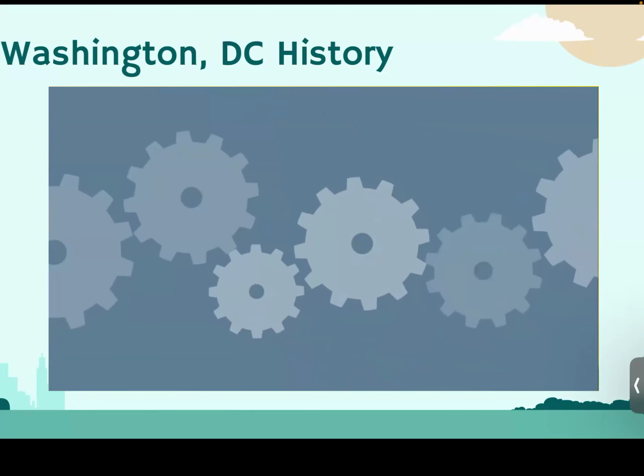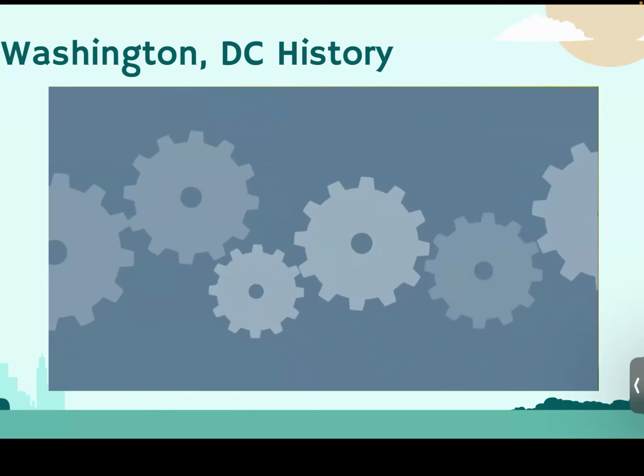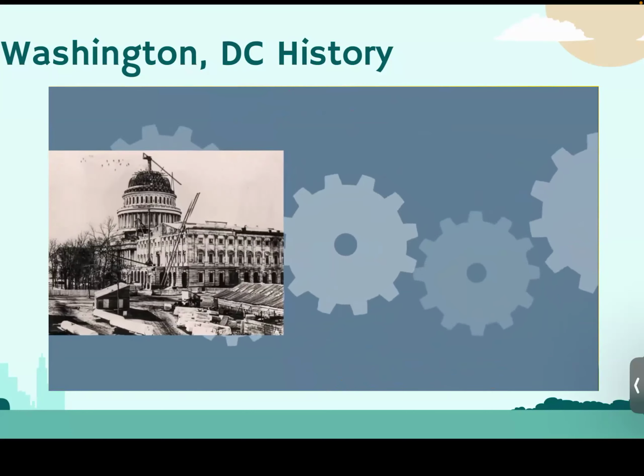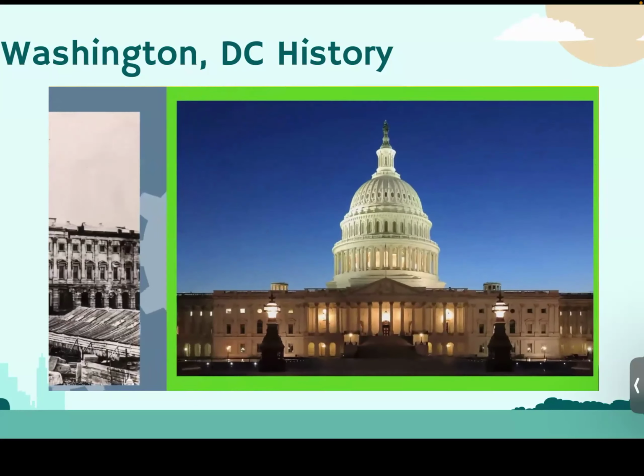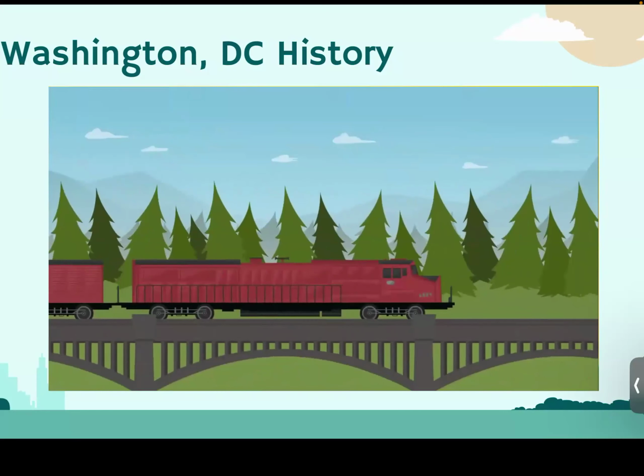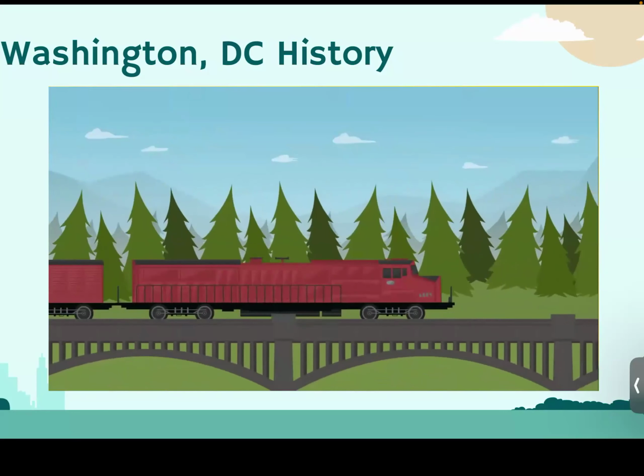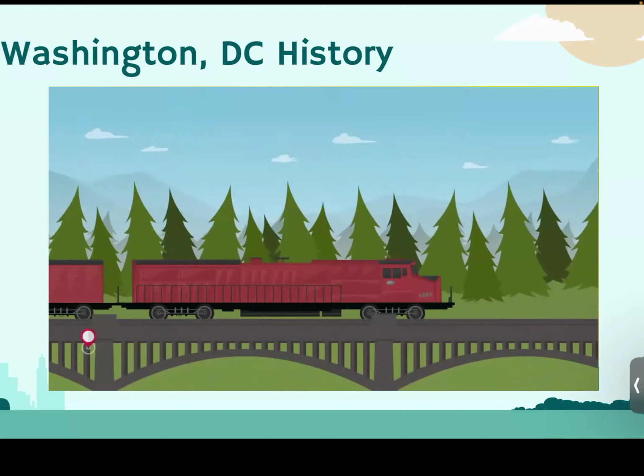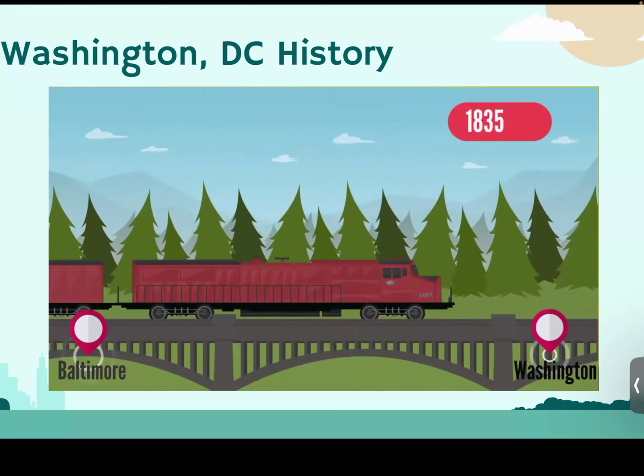Most government buildings were repaired quickly. However, the Capitol was largely under construction at the time and was not completed in its current form until the late 1800s. In the early and mid-19th century, Washington, D.C. continued to grow. A rail line from Baltimore to Washington was opened in 1835.